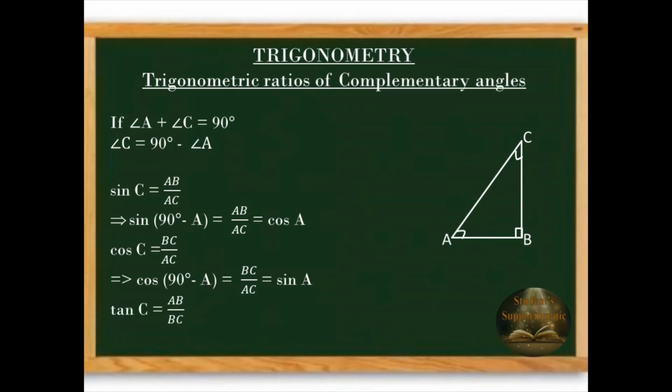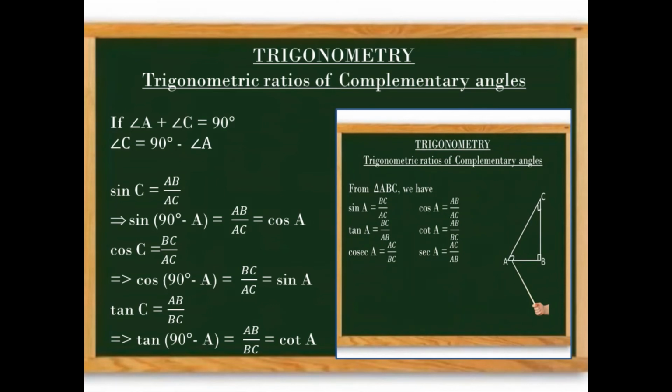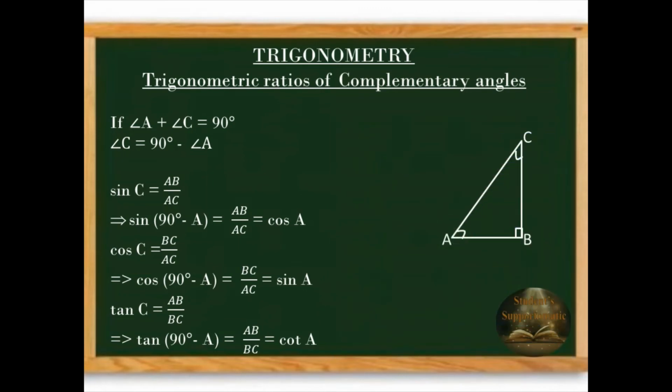Tan C is equal to AB by BC. Tan C is opposite by adjacent, where the opposite value is AB and the adjacent value is BC. Now tan(90° − A) is equal to what? AB by BC. But what is AB by BC? Cot A. So tan(90° − A) is cot A. Okay. Similarly, we go for the next ones: secant, cosecant and cot.